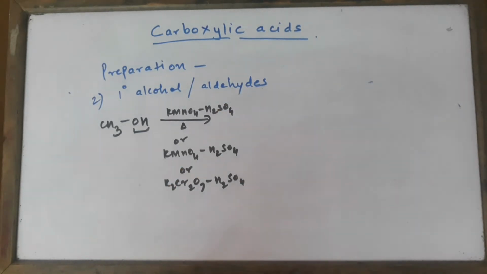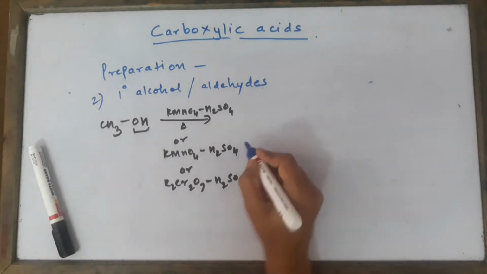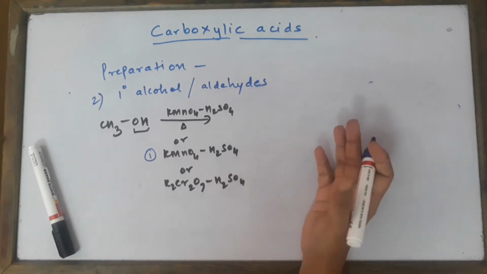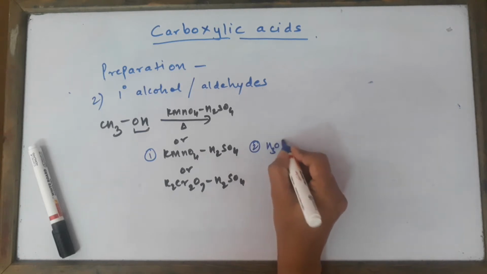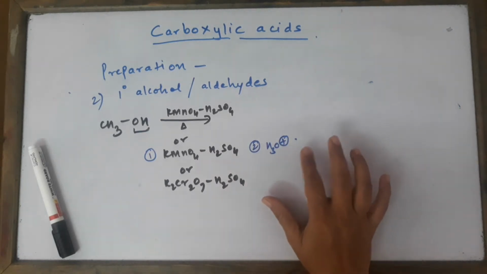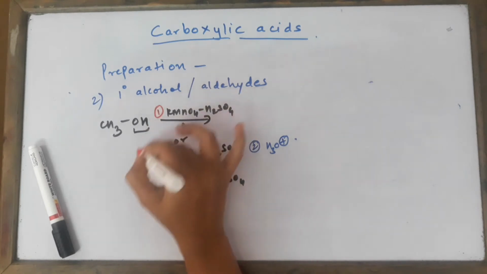The point is that if I use alkaline KMnO4, I'll not be getting the acid directly, I'll be getting the salt. So I'll have to carry out the second step, that is acidification. So this is a two-step process if you use the alkaline KMnO4 technique. So that's not a very interesting one. So this was the first reagent I'm going to use.